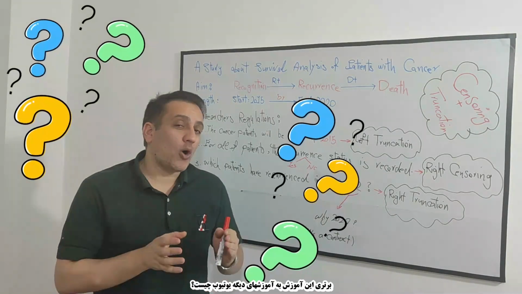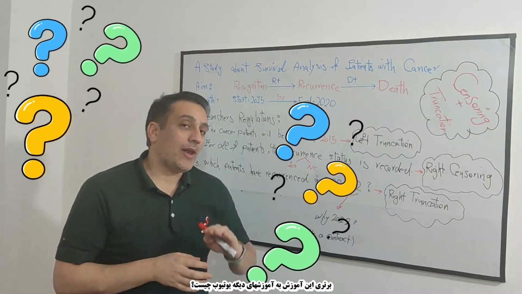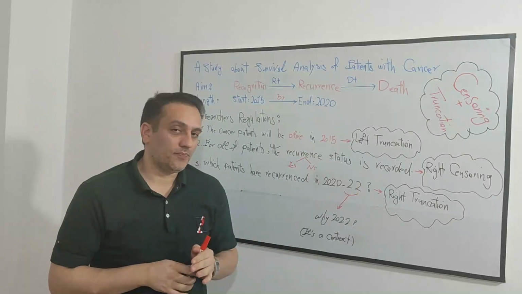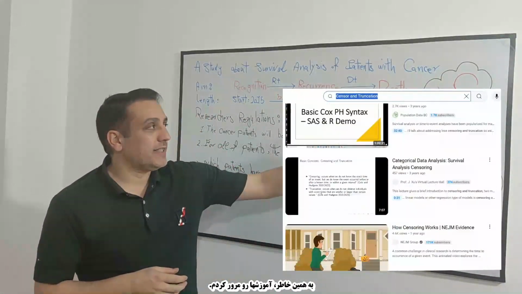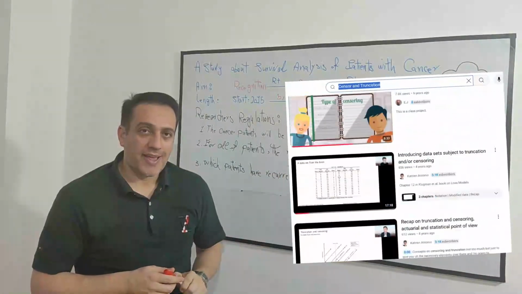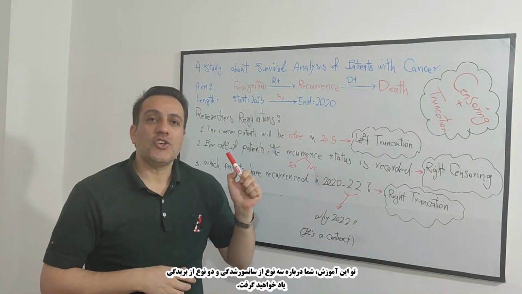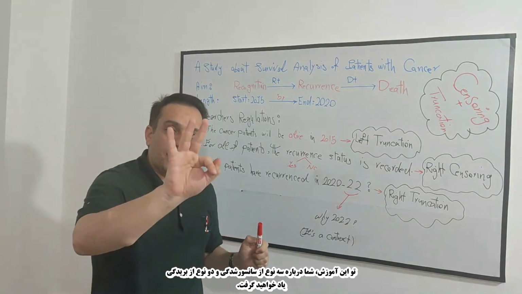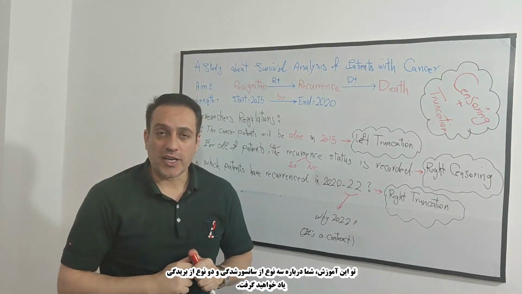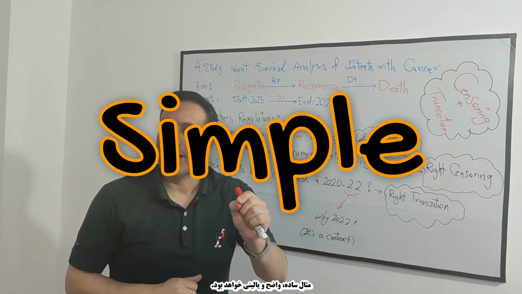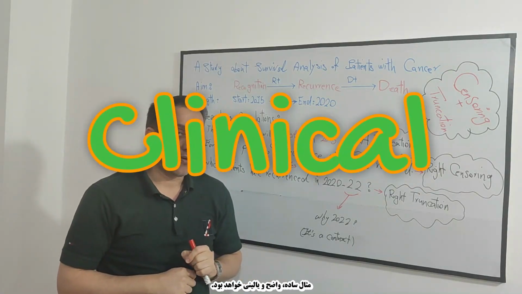But maybe you have a question. What are the unique properties of this tutorial compared to other tutorials on YouTube? I reviewed some videos on YouTube about censoring and truncations. But in this tutorial, you will review and learn about 3 types of censoring plus 2 types of truncation in a simple, clear, and clinical example.